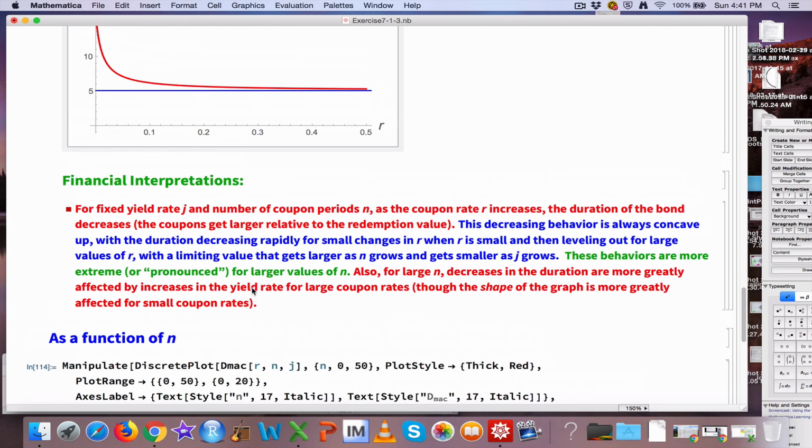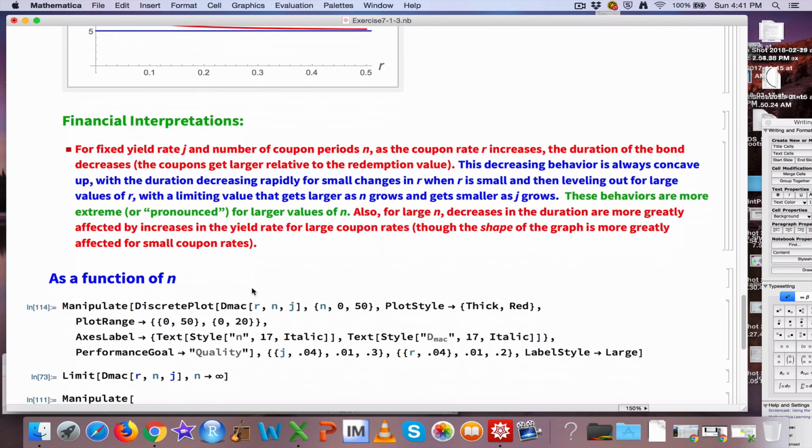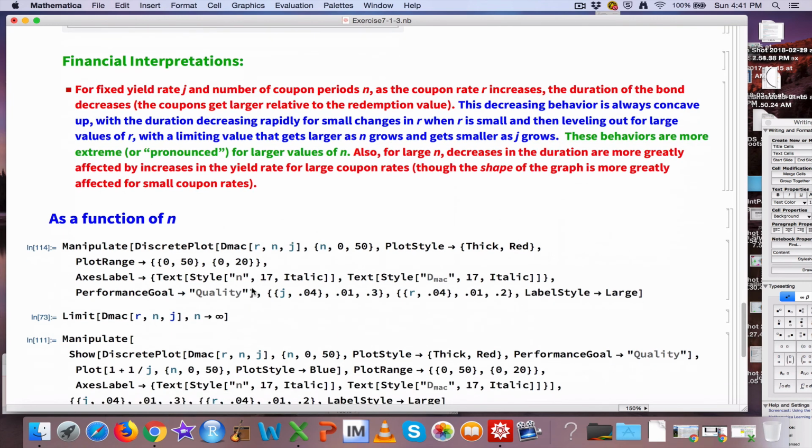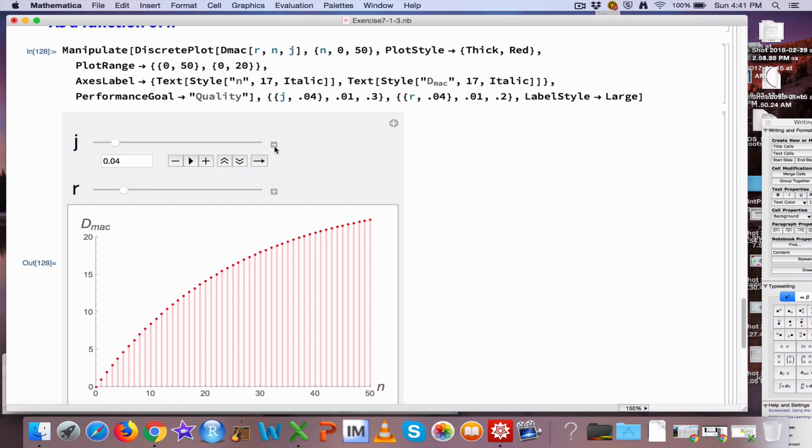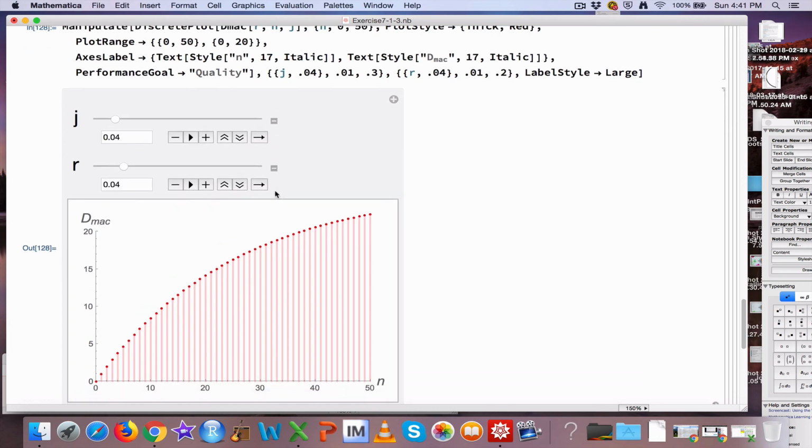And finally, we're now thinking about this as a function of n, and n is a discrete variable, 2, 3, 4, 5, 6, etc. So I'm making a discrete plot here instead of a continuous plot. This is actually the most interesting. Definitely an increasing function of n, here when j is 0.04 and r is 0.04.